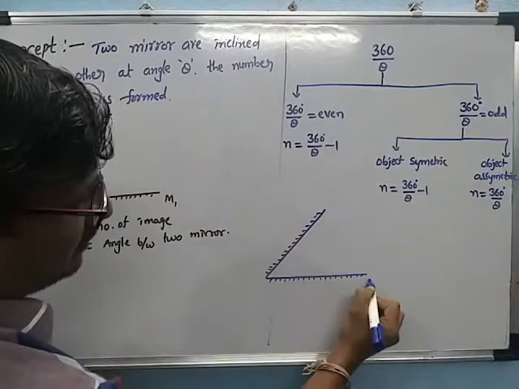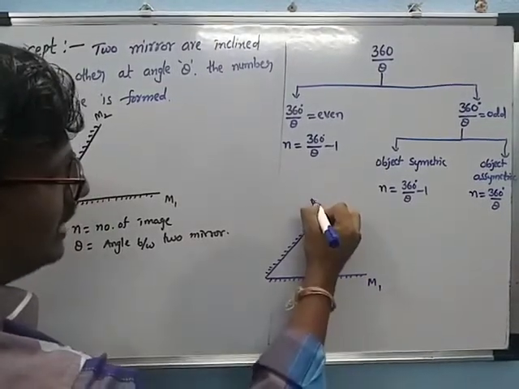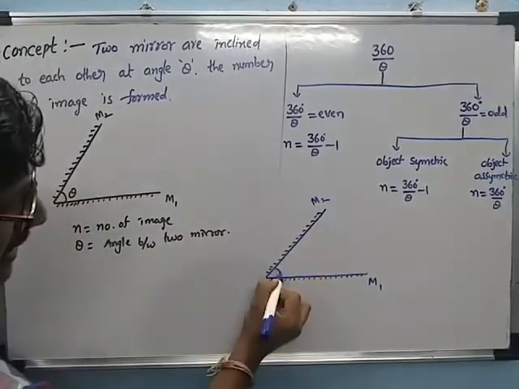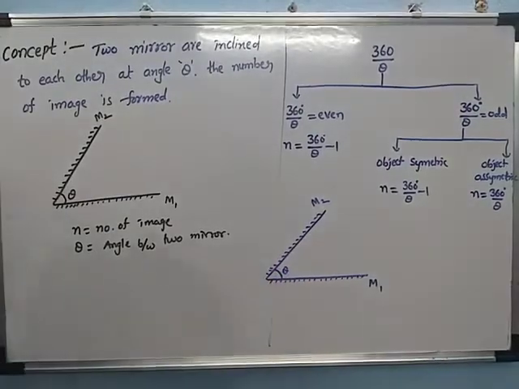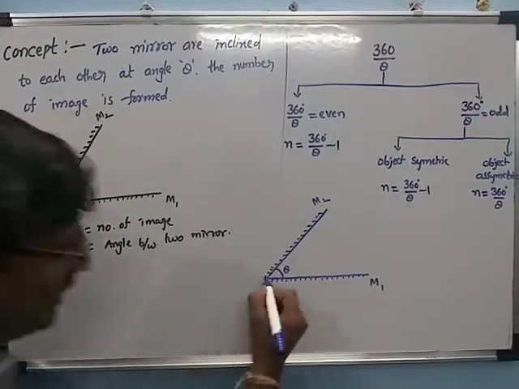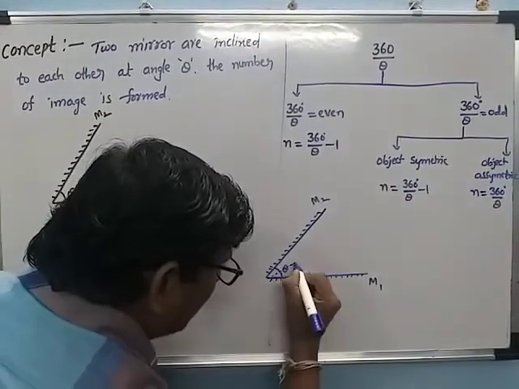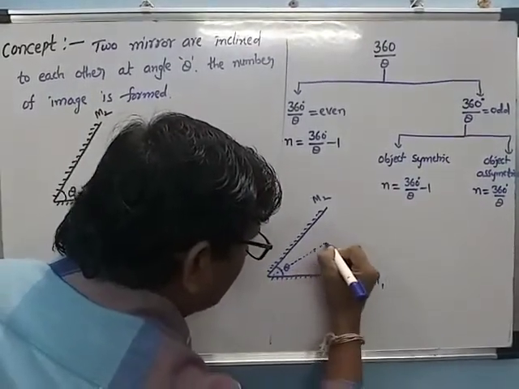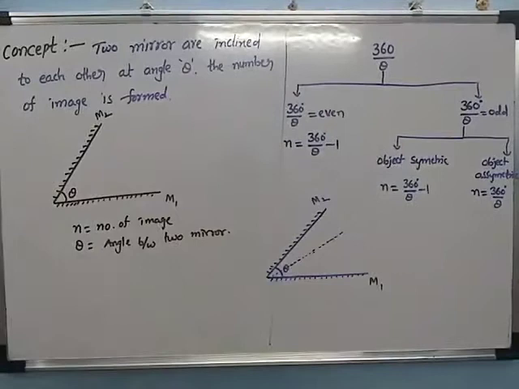This is the M1 mirror and this will be the M2 mirror. The angle between them is theta. Now their resultant, exactly between them, is in this direction. This is the resultant of the two mirrors.